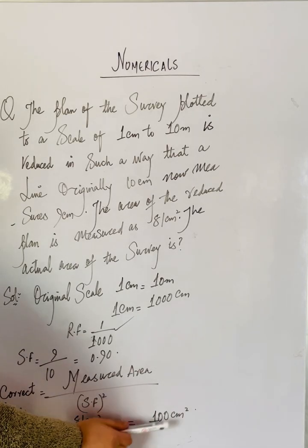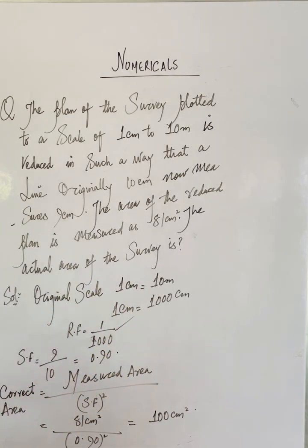What is my scale? 1 centimeter represents 10 meters, right? Every 1 centimeter on the plan measures how much? 10 meters on the ground. So what will be my actual area of survey?